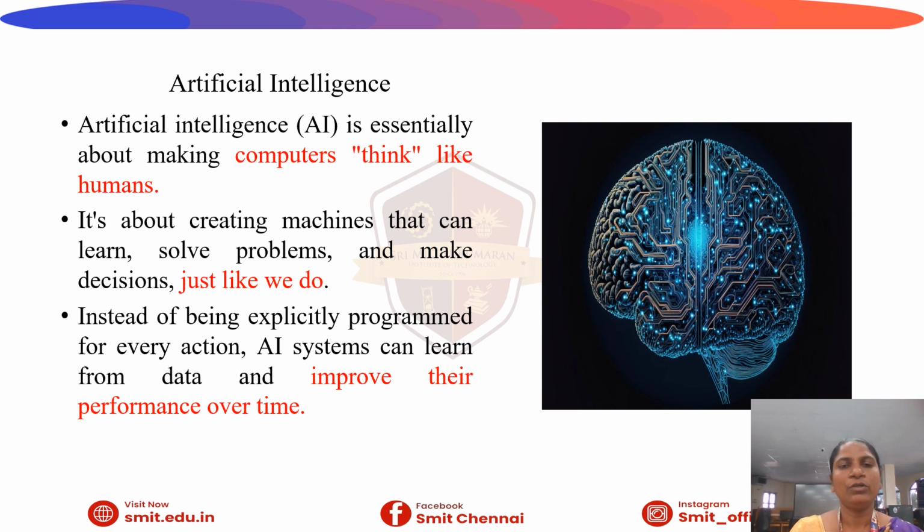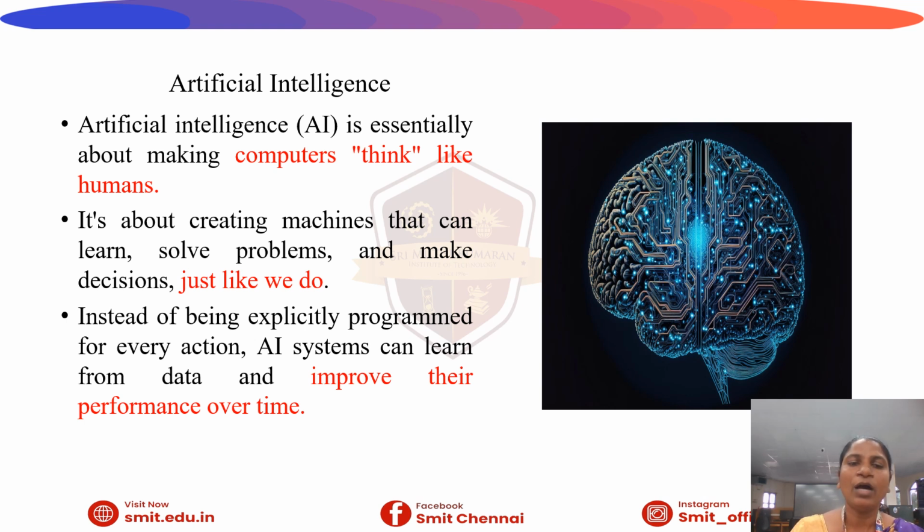So I told you already, before we see what deep learning is, we have to know what artificial intelligence is. The name itself says it is artificial, but it is intelligent. It is nothing but making a system think like a human. So artificial intelligence is essentially about making a computer think like humans.